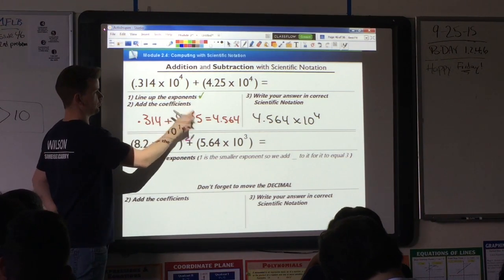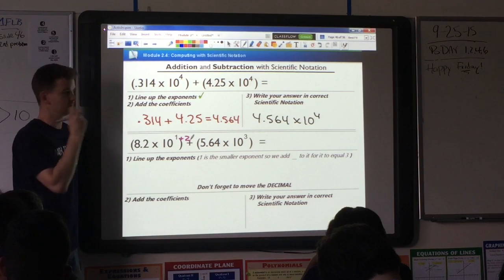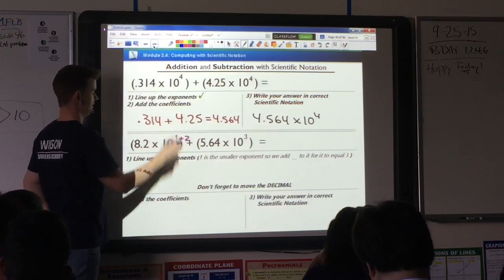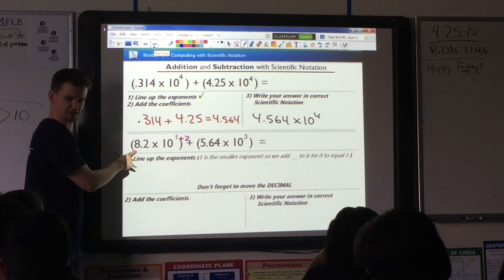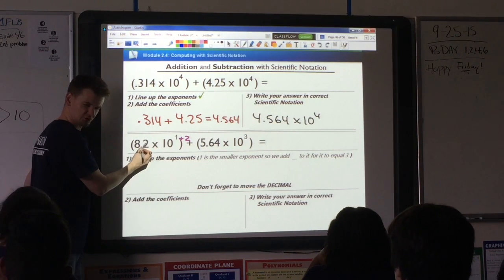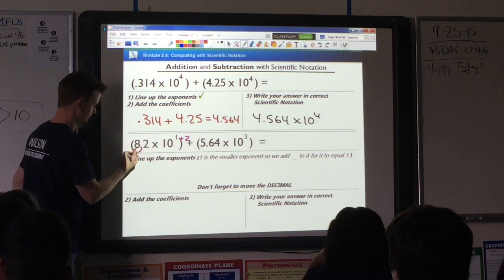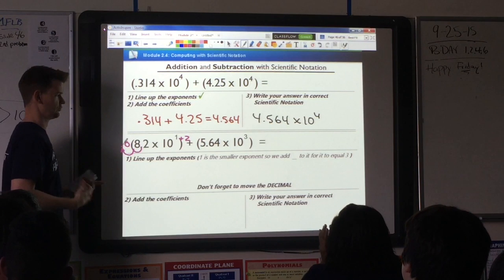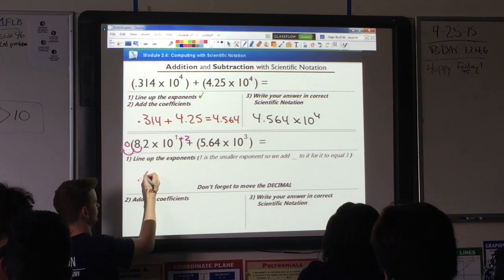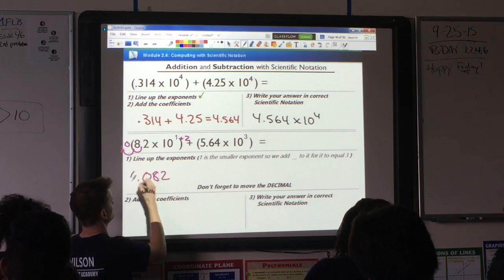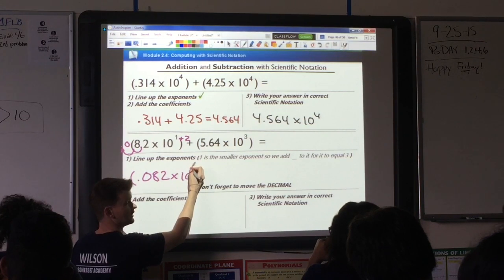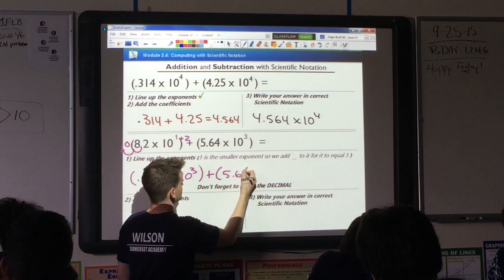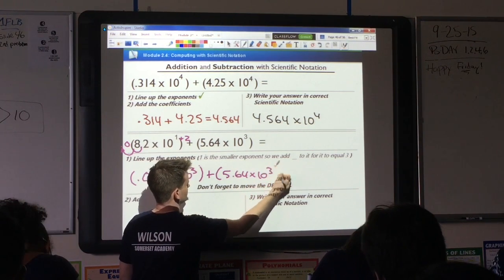See how we added 1 up here, so we moved the decimal 1 time, right? Back here, we added 1 to it, so we moved the decimal once. Here, we're going to add 2, so we're going to move the decimal twice. Which way did you say? To the left. 1, 2. What goes in the gap? 0. And then just rewrite your problem. And you're going to have 0.082 times 10 to the third now, plus 5.64 times 10 to the third.